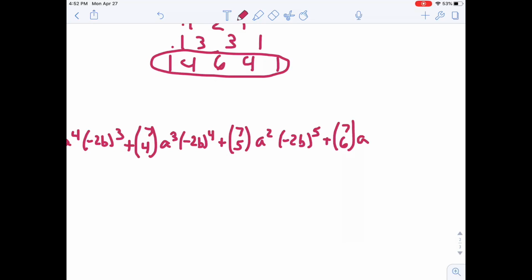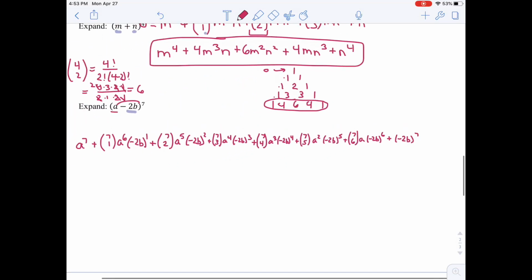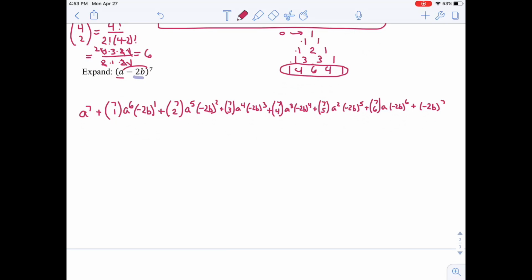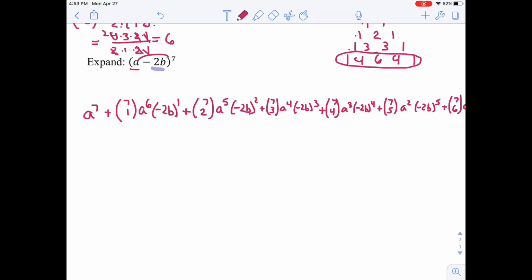Then we got 7 choose 6: a to the first, negative 2b to the sixth. And then the last one is just your final term to the nth, so negative 2b to the 7th. You're going to sit there and be like, wow, this is a lot of work to get that all set up. You're going to see that this is going to be a lot quicker than if you were going to expand and do a minus 2b times a minus 2b times a minus 2b over and over and over. So we are going to do a little bit of simplifying here.